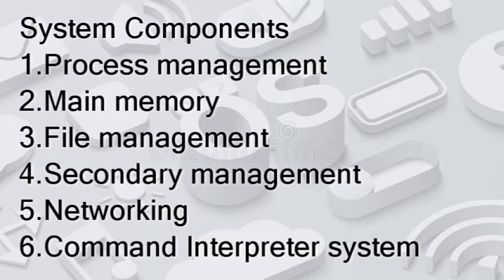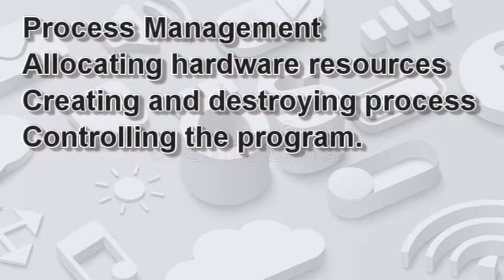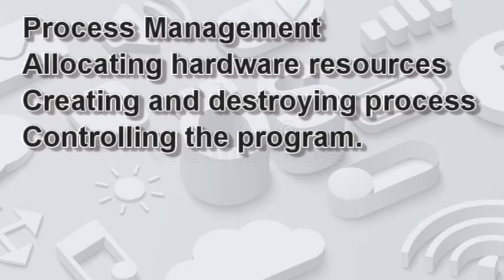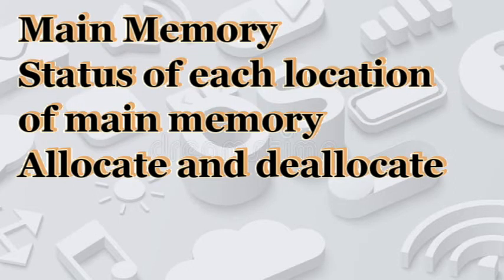Now coming to the very first thing that we have, the process management. What do we mean by process management? As we can see from the name, it's clear: anything that a process requires is called process management. Basically it means allocating the resources, creating and destroying processes, and controlling the program. Whenever I want to allocate resources, create and destroy processes that are already working or are required to work, and control the desired program, that is called process management.